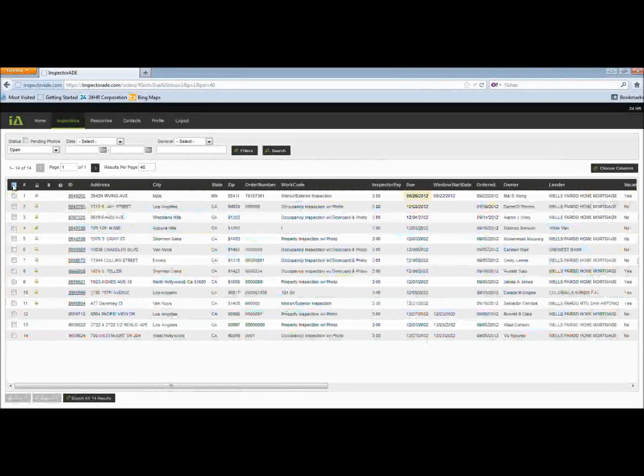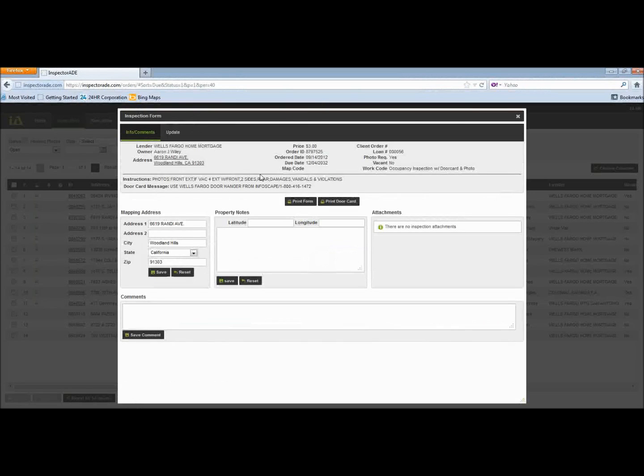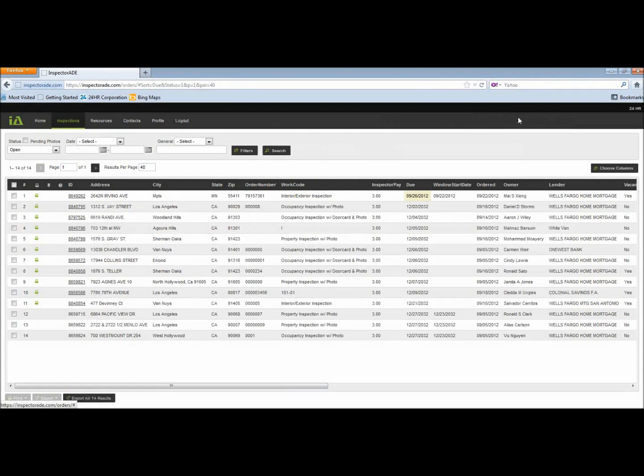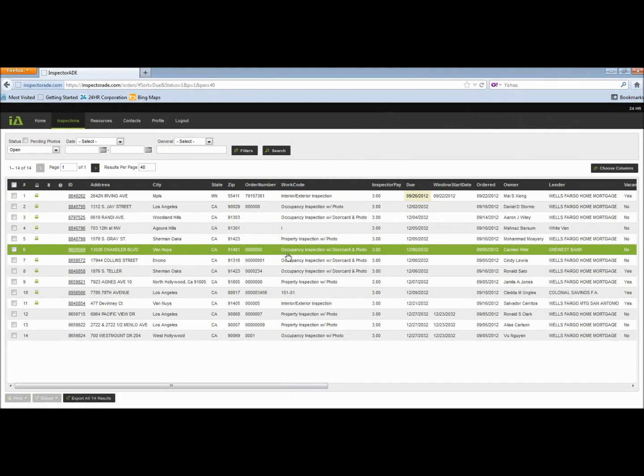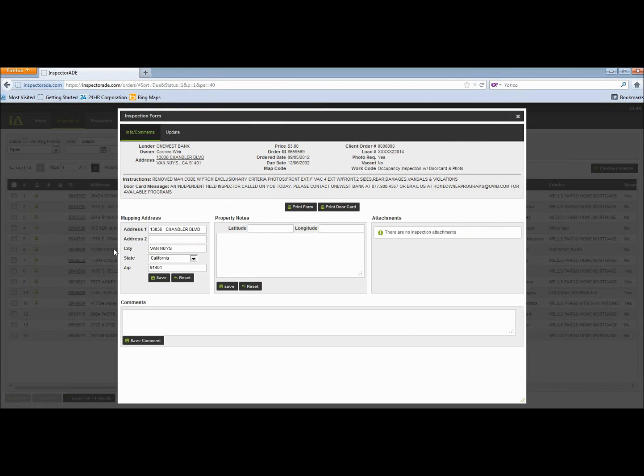Okay, now let's go over the form. Every time you open up an inspection, you can click anywhere in the inspection to open it up. So you can click on the address or it just opens up the inspection for you. Now it always opens up for the info comments page, which is kind of like the outside of the inspection. It's going to give you information.